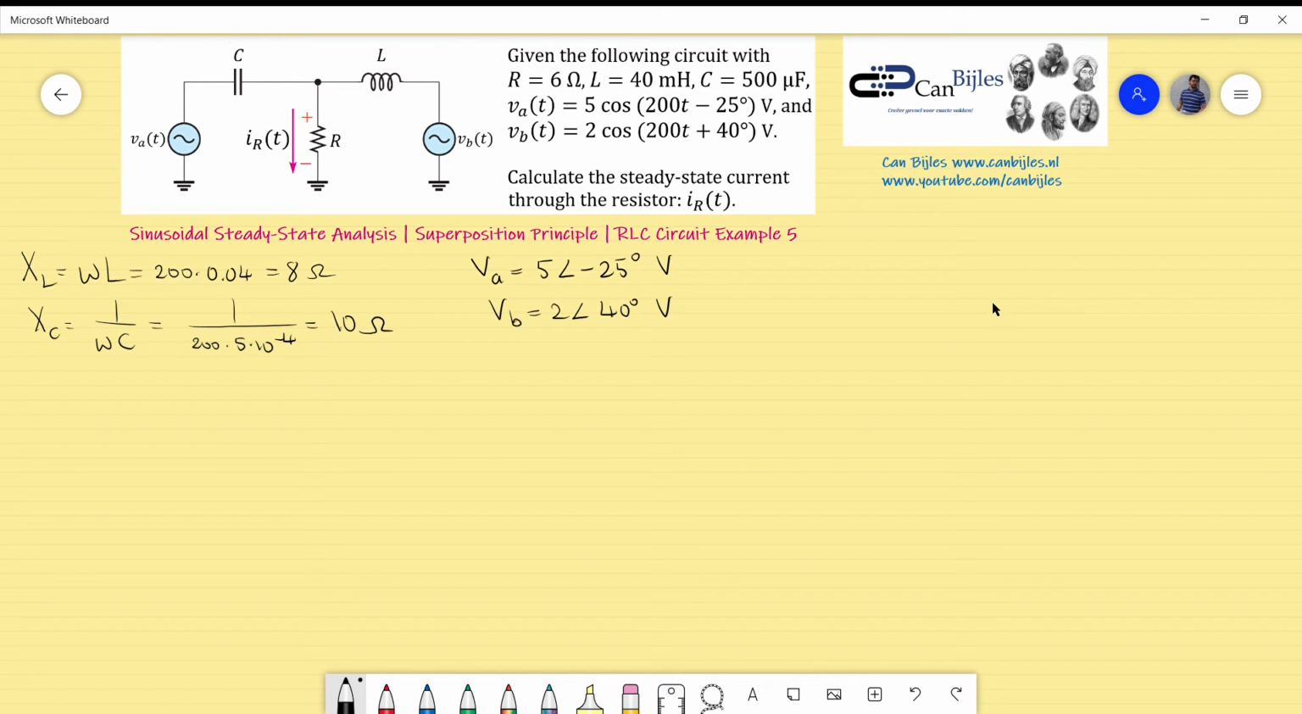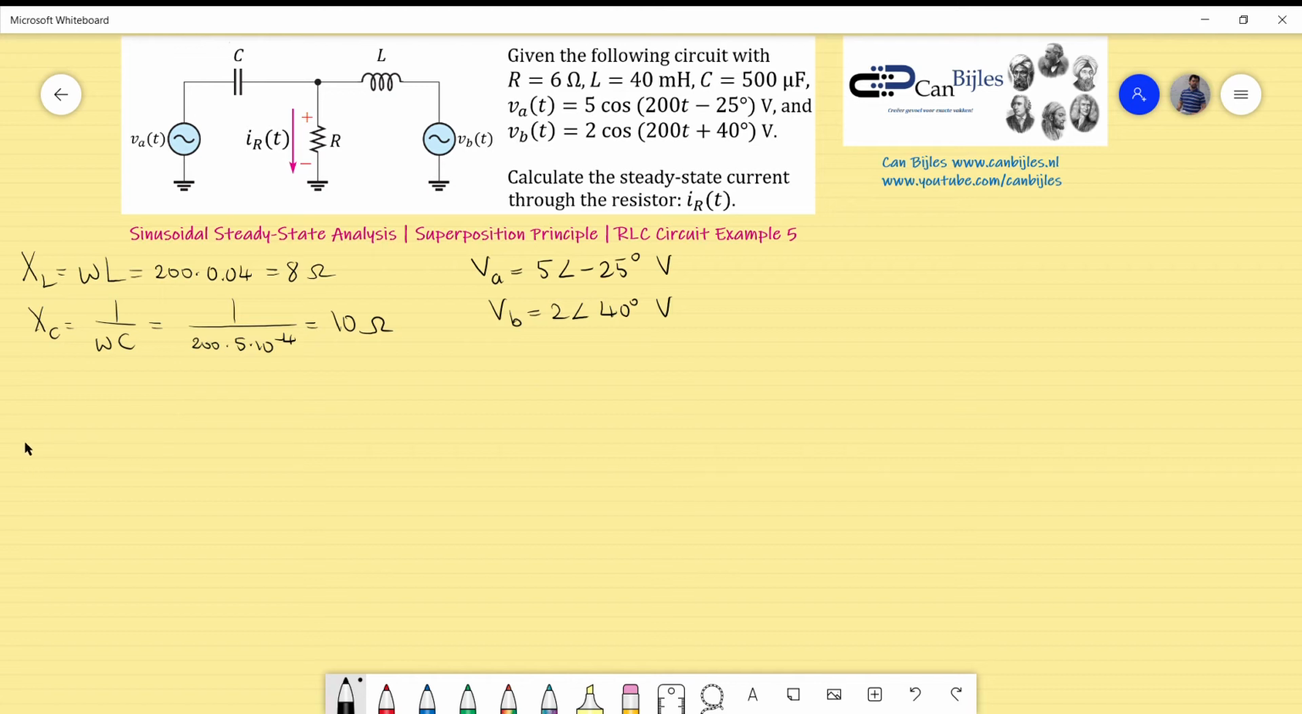What we do for the superposition principle is activate one source at a time and then calculate the effect of that source on, in this case, your resistor current. Then you disable all of the sources and activate the other one, VB, and calculate the effect of this source on the resistor current. You add the separate parts together. That will be your total solution, and that's the whole business of the superposition principle.